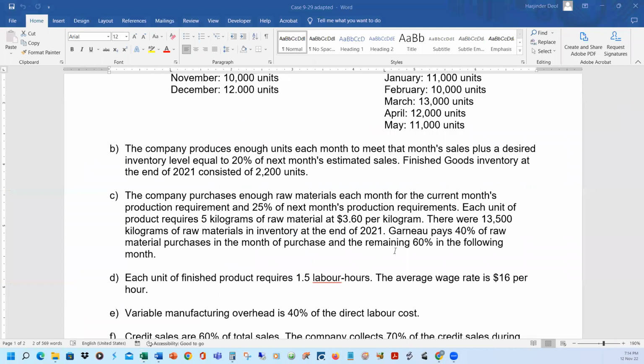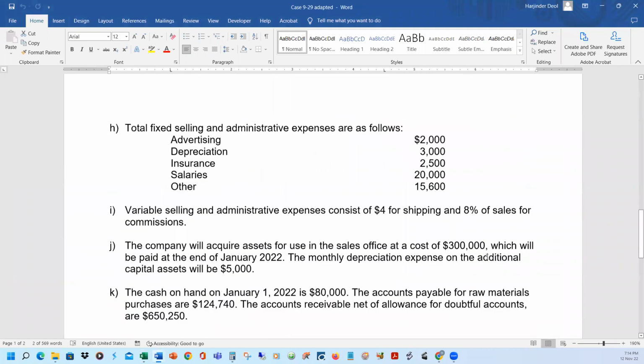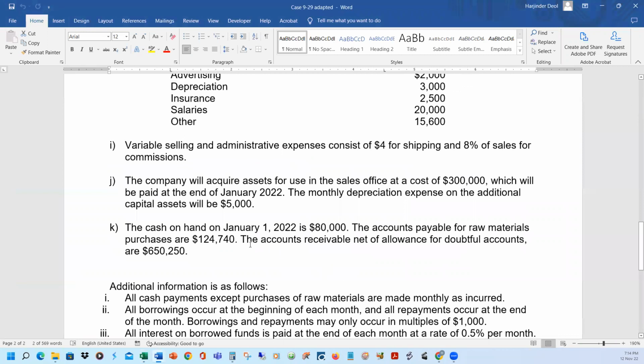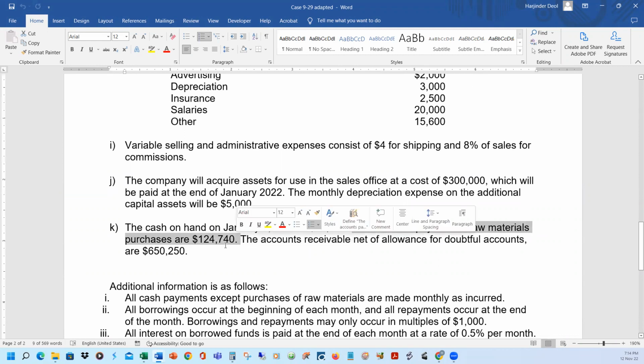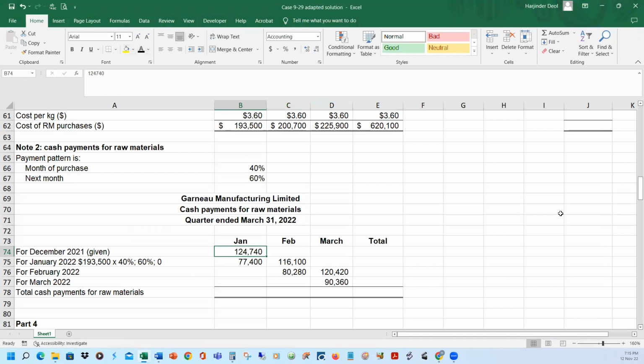Now, in the case, we were given the amount of accounts payable. The accounts payable for raw materials purchases are $124,740 as of January 1st, 2020. This relates to the amount of purchases that were made in the month of December. And so what we'll do is, because that number is given to us, we'll happily accept it and say, well, we got to pay that out in the month of January.